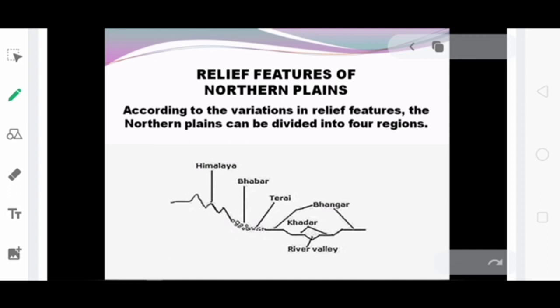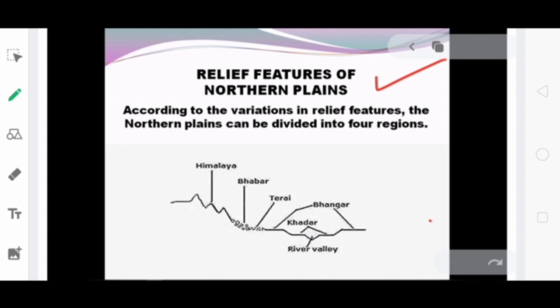Now we will go on to the new topic, relief features of the northern plains. Today we will be discussing the relief features of the northern plains. The northern plains are generally described as flat land with no variations in relief. It is not true. These vast plains also have diverse relief features.